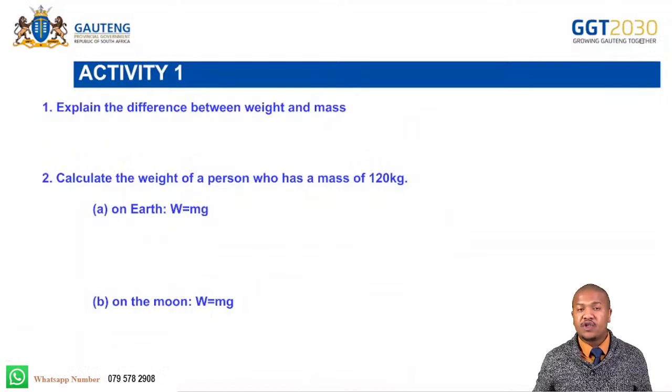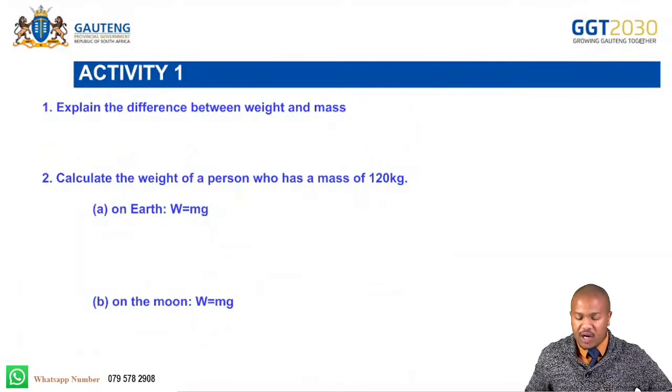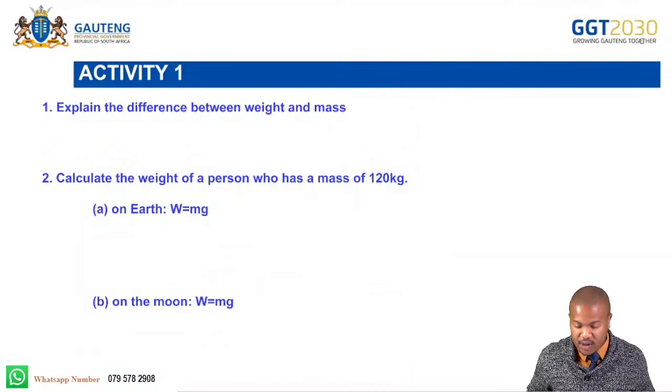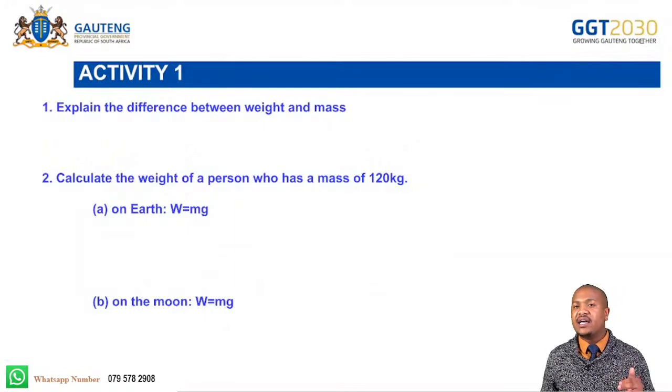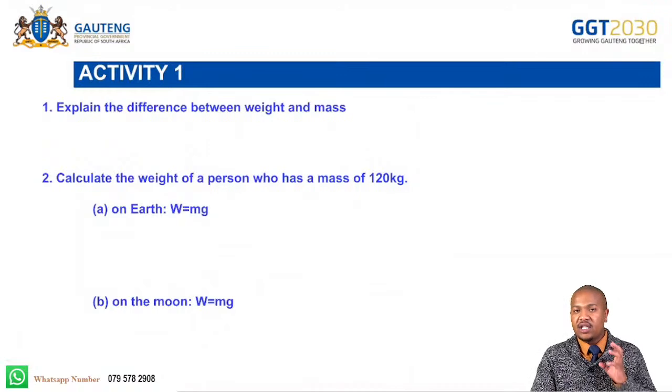So now, enough talking. We have activity one, right? Activity one is what we need to write and test our knowledge so far. So let me go through the questions with you now. Number one says explain the difference between weight and mass. Number two says calculate the weight of a person who has a mass of 120 kilograms, A on Earth and B on the moon, right? The same person having a mass of 120 kilograms. So I'm going to give you 5 minutes to complete this activity. Then after that, we shall mark the work together.